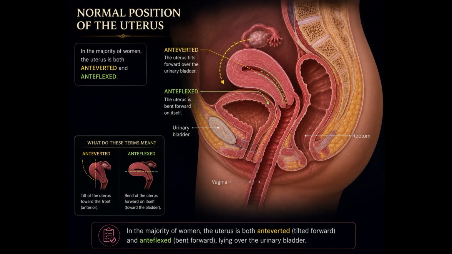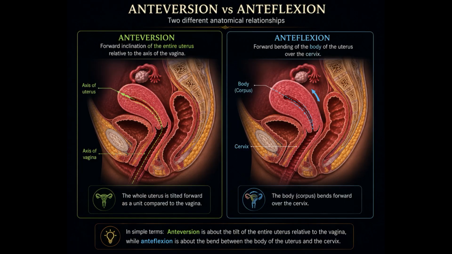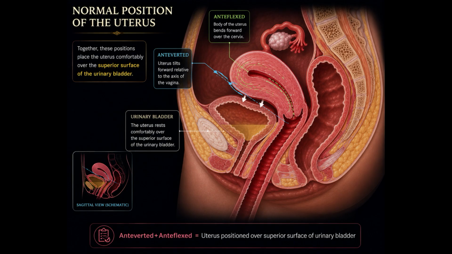Now let's look at the normal position of the uterus. In the majority of women, the uterus is both anteverted and anteflexed. These two terms are often confused, but they describe different anatomical relationships. Anteversion refers to the forward inclination of the entire uterus relative to the axis of the vagina. Anteflexion, on the other hand, refers to the forward bending of the body of the uterus over the cervix. Together, these positions place the uterus comfortably over the superior surface of the urinary bladder.